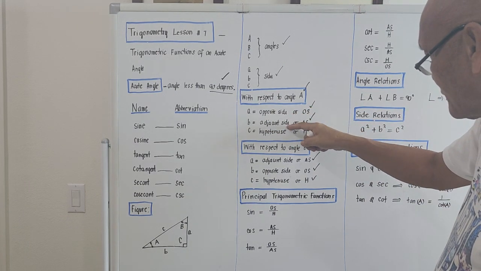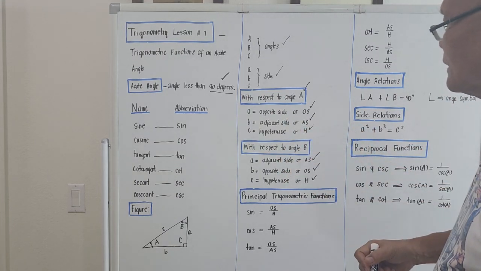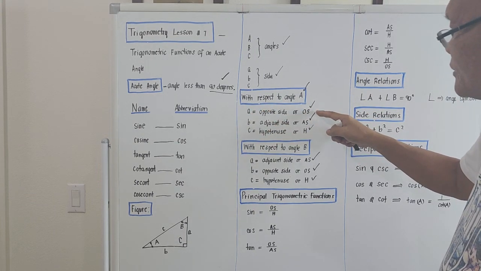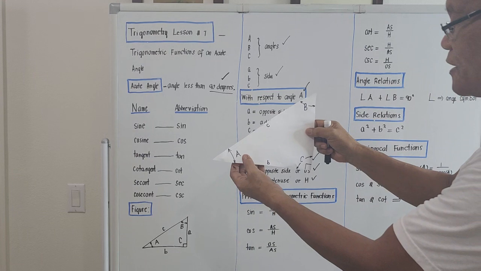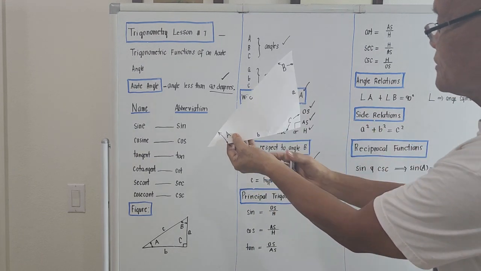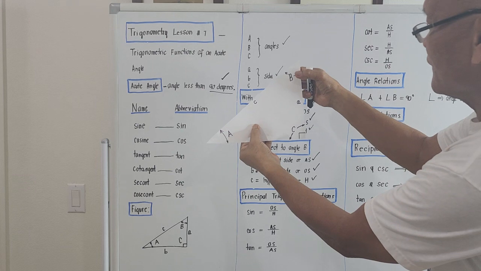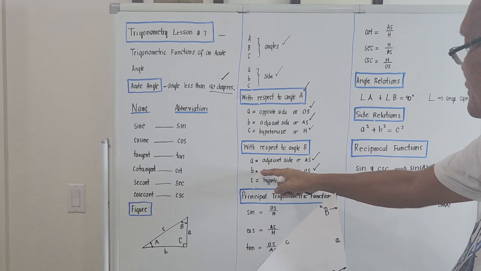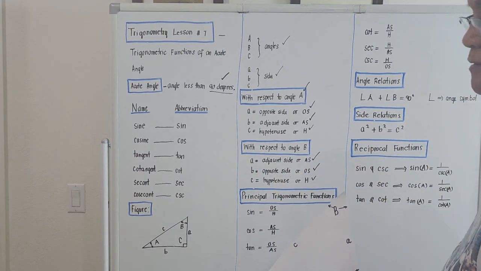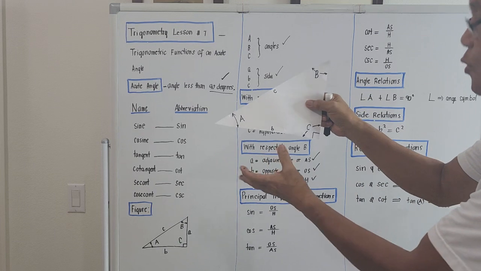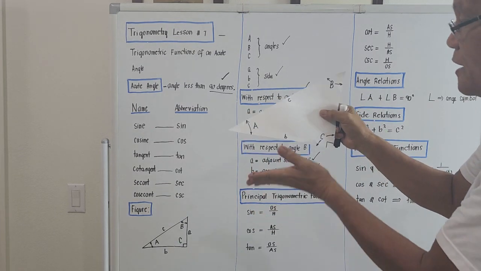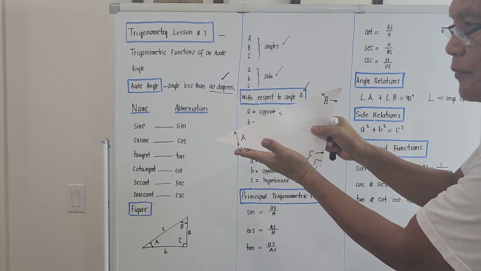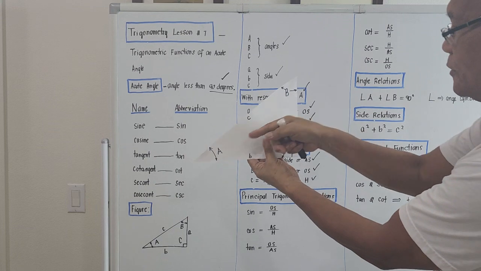But for the opposite side and adjacent side, actually it's a different story. Because for angle A, small letter A is opposite side, small letter B is adjacent side. Considering angle B, this is adjacent side, and this is opposite side. Okay, B is opposite side considering angle B. So at least you know what is opposite side and adjacent side. Adjacent side meaning it is near the angle considered. Opposite meaning it's the opposite side.